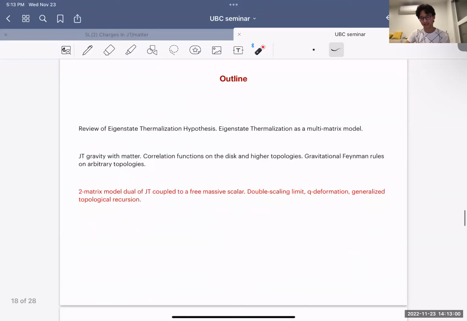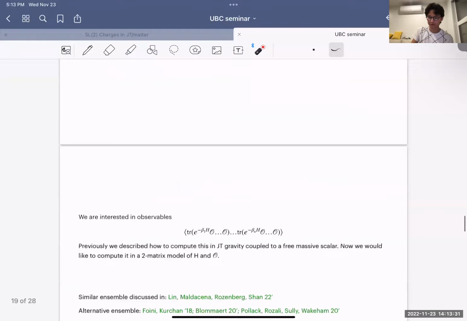Okay, so I guess I have about a third of my time left, and so I have one third of my talk left as well, unless there are any questions about JT gravity. Okay, now we move to the two matrix model and how we reproduce those correlators.